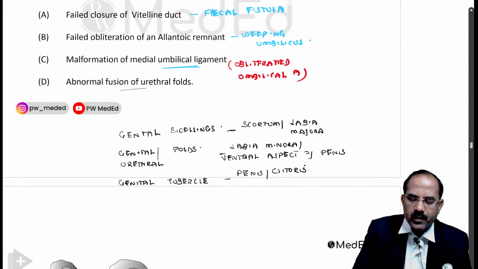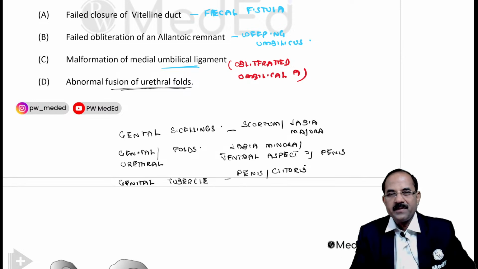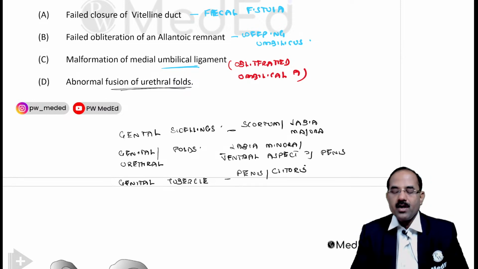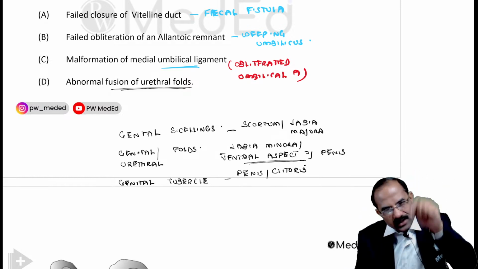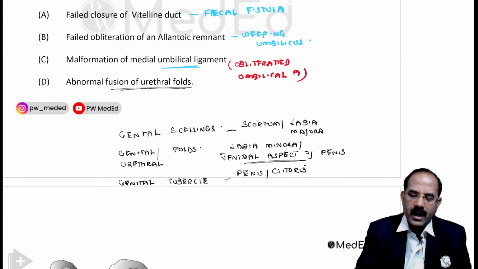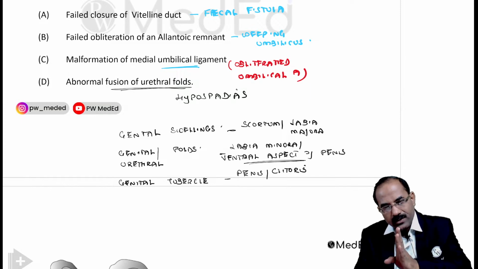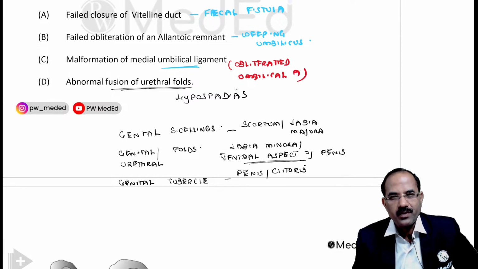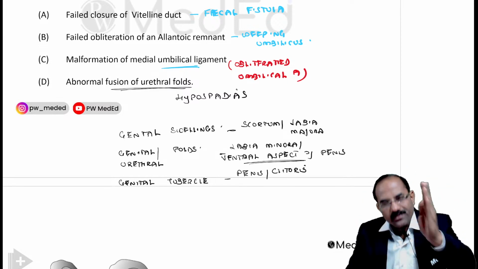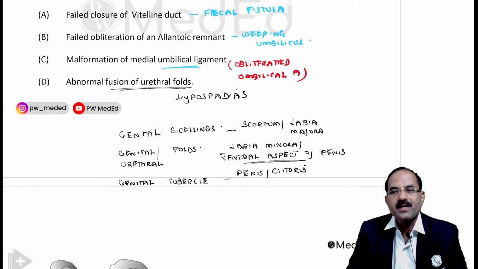So, abnormal fusion of urethral folds leads to what? If the urethral folds do not fuse properly, the labia minora would not be formed, or the ventral aspect of the penis is not formed properly. The urethra will open on the ventral aspect of the penis, and what is this known as? Hypospadias. If the urethra opens on the dorsal aspect of the penis, what is that known as? Epispadias. So the urethral folds do not fuse, the ventral aspect of the penis is not formed, the urethra opens on the ventral aspect, and this is what we call hypospadias.